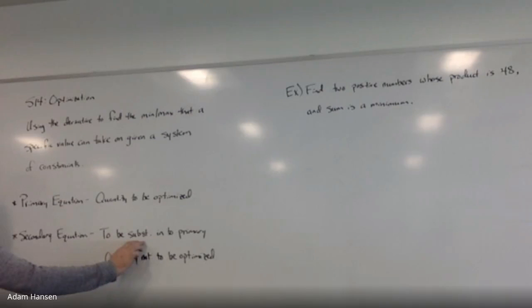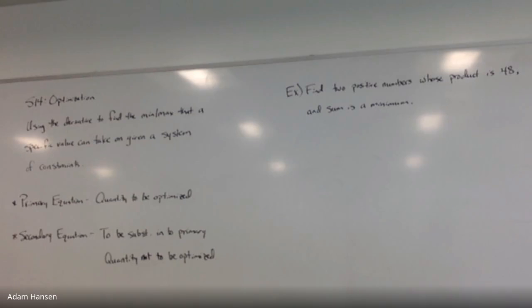The secondary equation is substituted into the primary equation to reduce it to be in terms of the variable I'm trying to find the optimal value for, the minimum or maximum value. So therefore, I need to find where the derivative is equal to 0, to find the minimum or maximum.